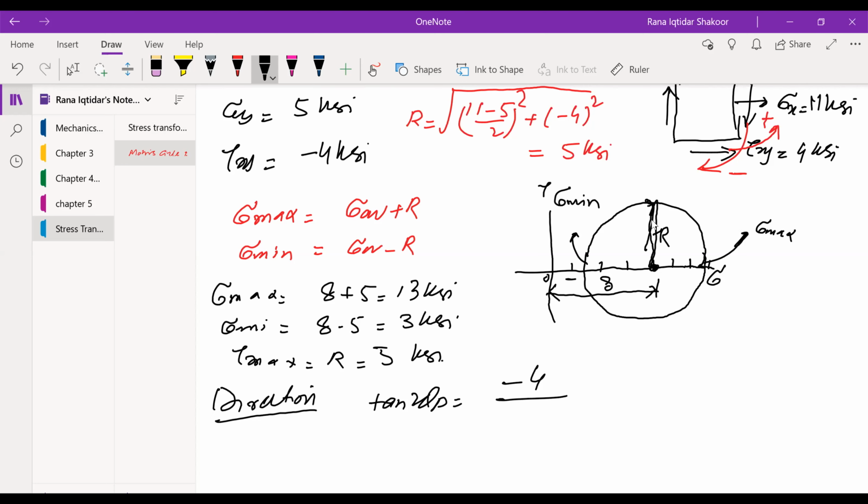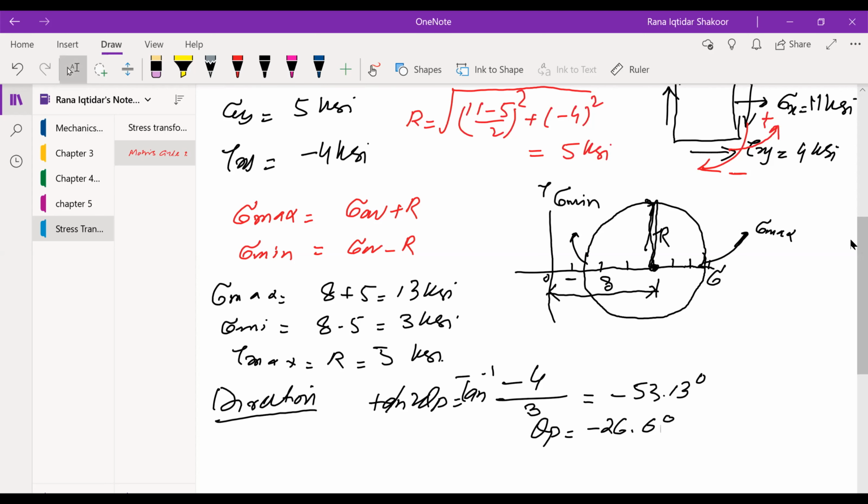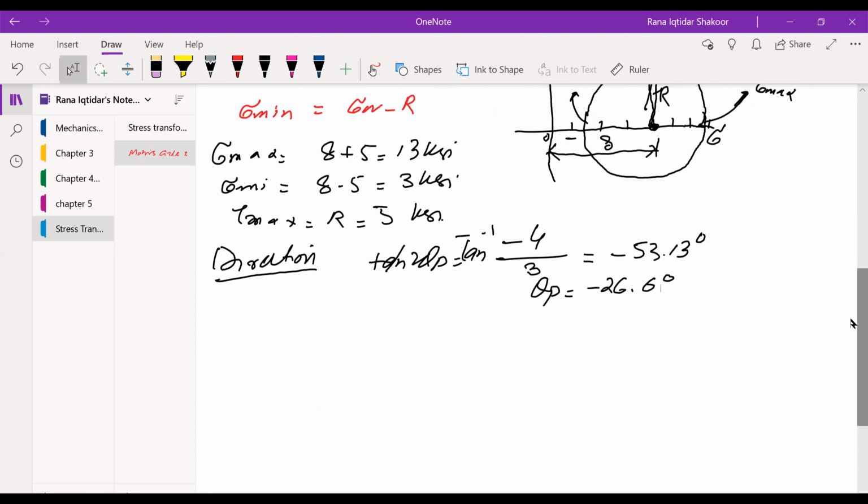So it will be minus 4 over 3, and theta p will be tan inverse of this. So 2 theta p will be minus 53.13 degrees, and theta p will be minus 26.6 degrees, right? So this will be your theta p, and theta p will be the angle at which your principal normal stress will exist, right?